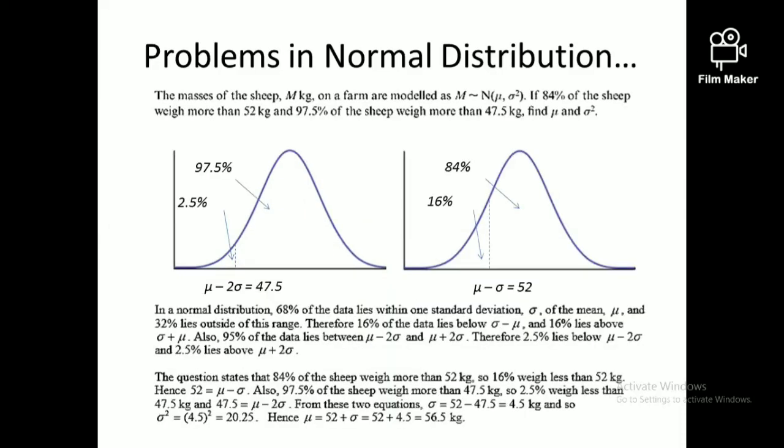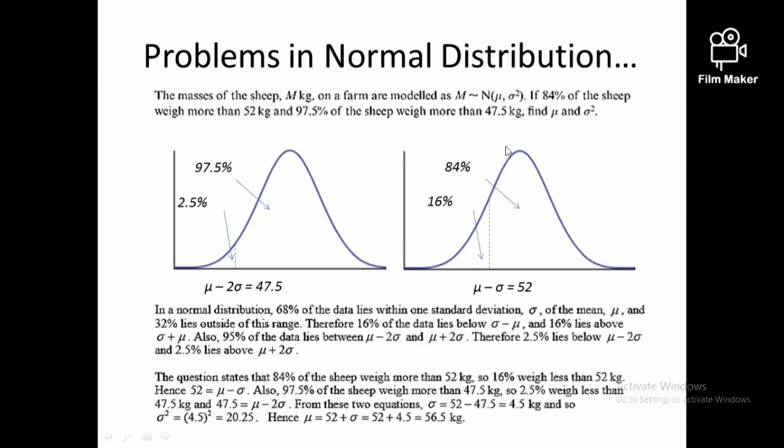The mass of sheep, m kilograms, on a farm is modeled as M, which has a normal distribution with mean mu and variance sigma squared. If 85% of sheep weigh more than 52 kilograms.